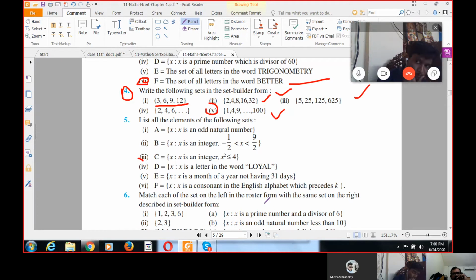See the relationship: 1, 4, 9 and dash dash up to 100. See the first three numbers' relationship and also the last number's relationship. 1 means what? 4 means what? 9 means what? 100 means what? Then you know what the in-between numbers are.